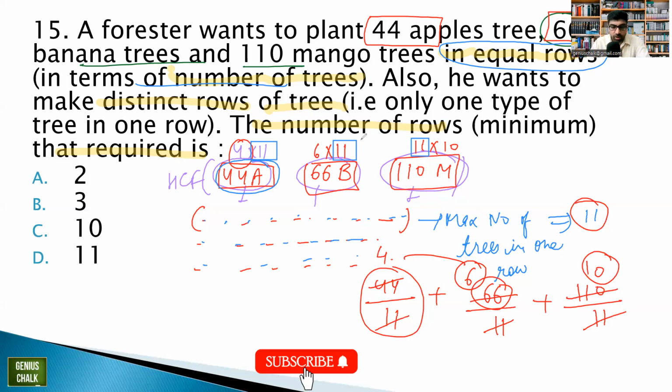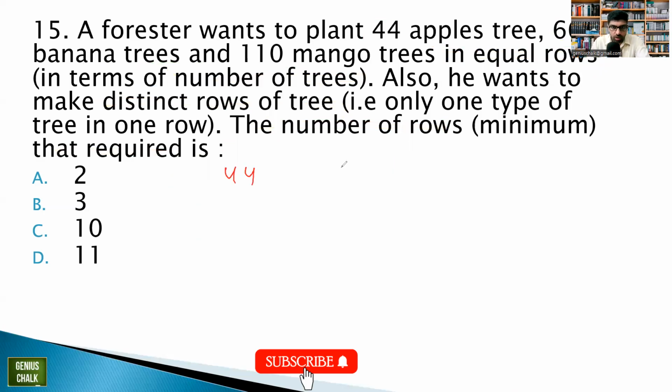The HCF is not 11. It is 22. Why so? Because 4 is here, 6 is here, and 10 is here, so 2 also is common. See, what I'll do is take 44, 66, and 110. One way is to factorize it, like 4 into 11, 6 into 11, and 11 into 10.